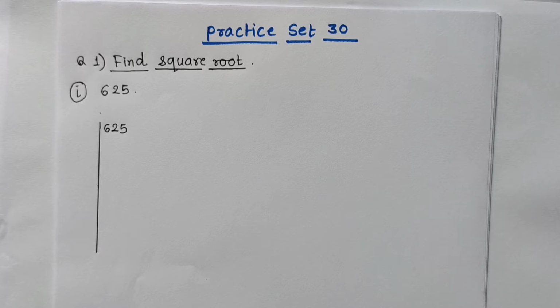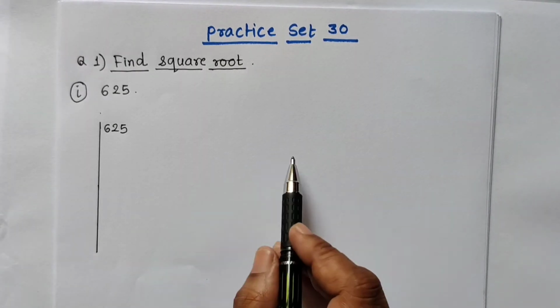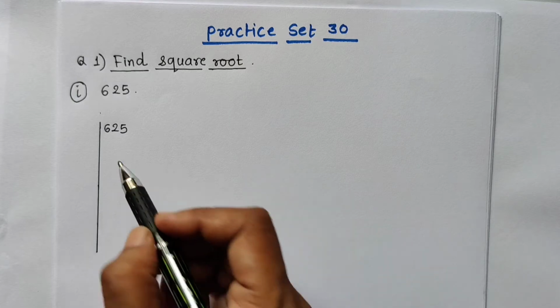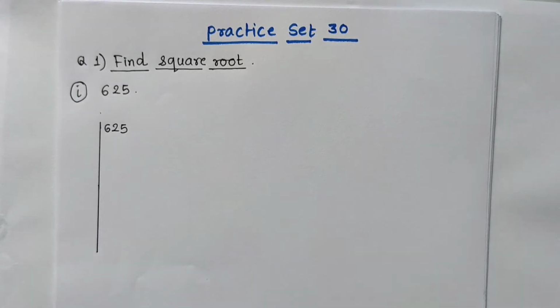Practice set 30, find the square root of given numbers. Now see children, in SCF and LCM chapter number 3 we have seen how to find the factors, prime factors, in vertical method also and in horizontal method also. So we are going to solve it by both the methods. I will show you by both the methods.